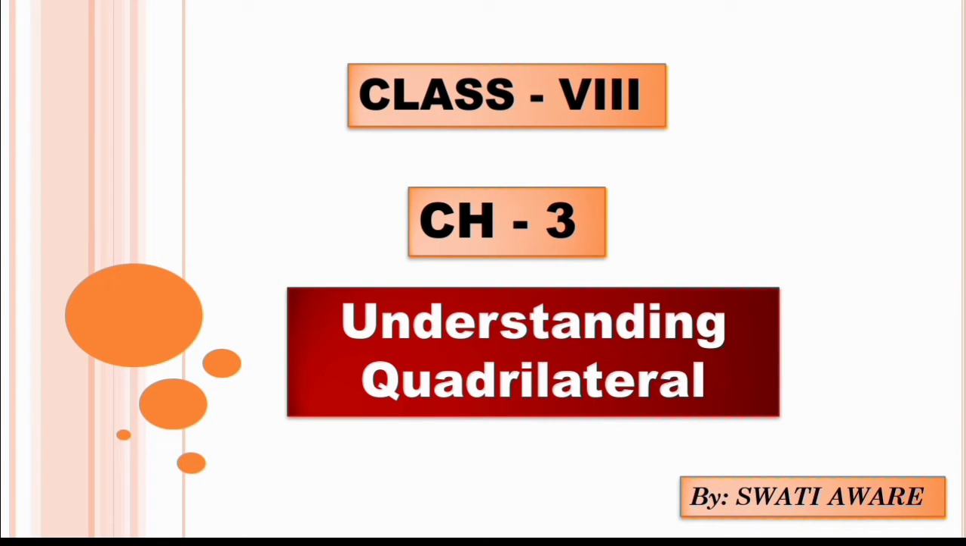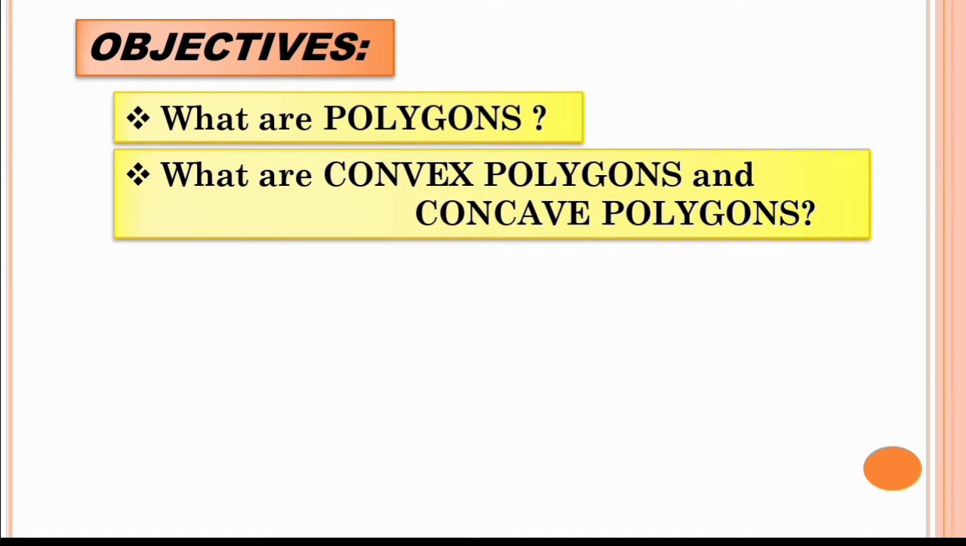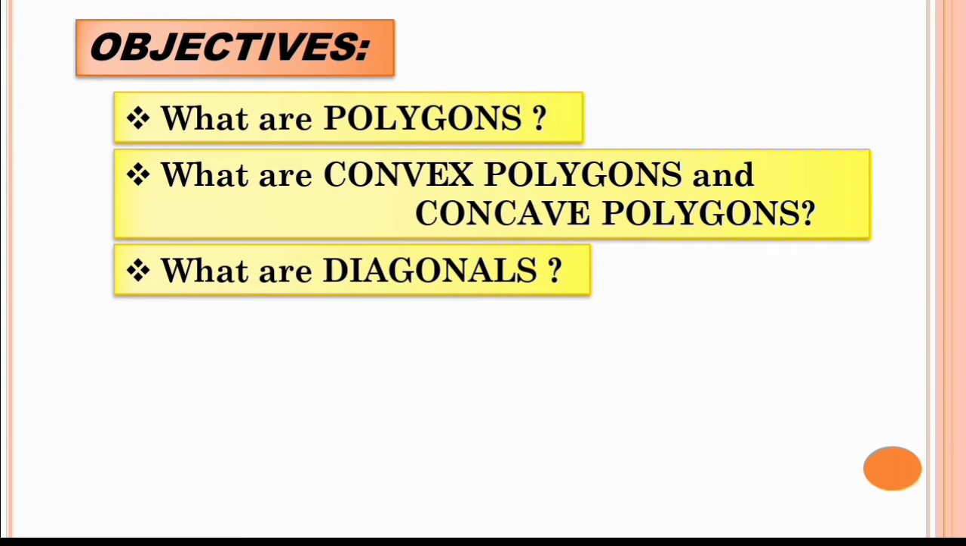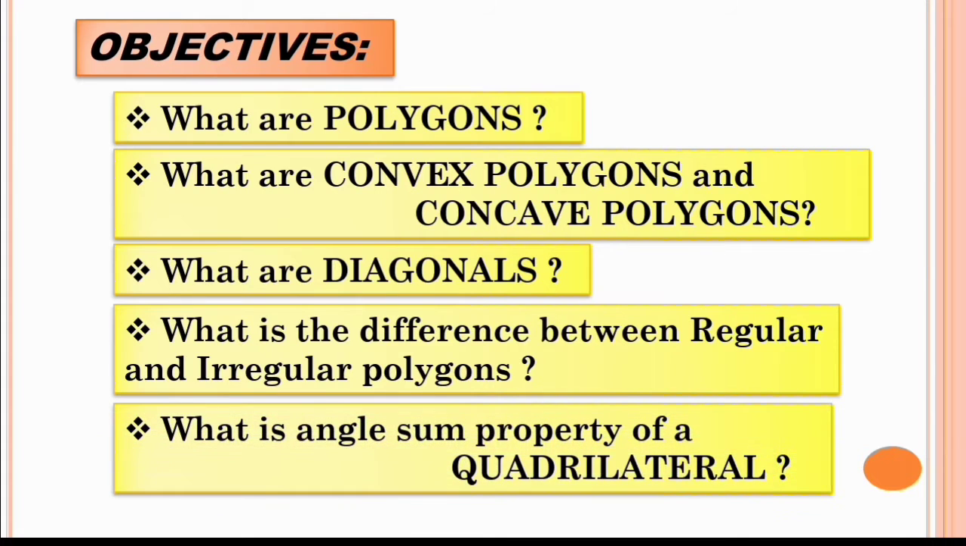Hello students, from today we are going to start chapter number 3, Understanding Quadrilaterals, of class 8th. Let's see what the objectives of this video are. In this video we will see what polygons are, what convex polygons and concave polygons are, what diagonals are, what the difference is between regular and irregular polygons, and what the angle sum property of a quadrilateral is.